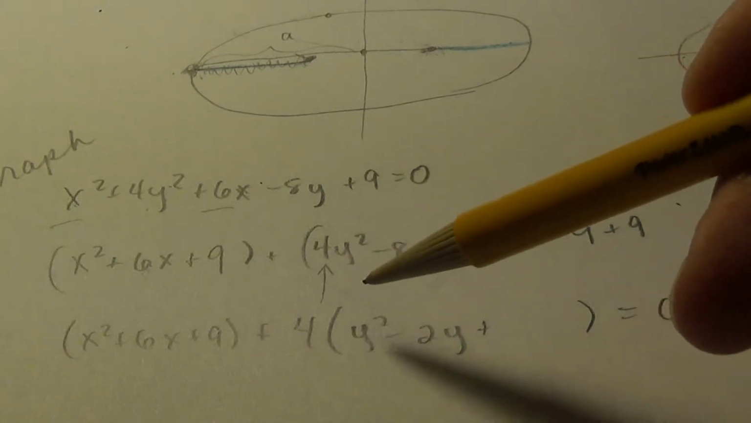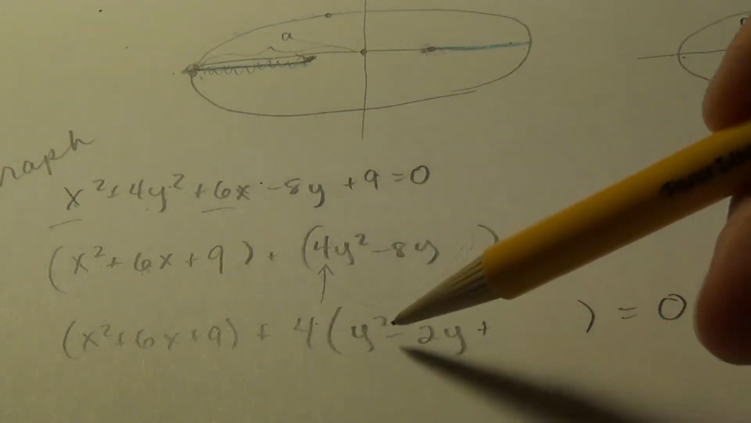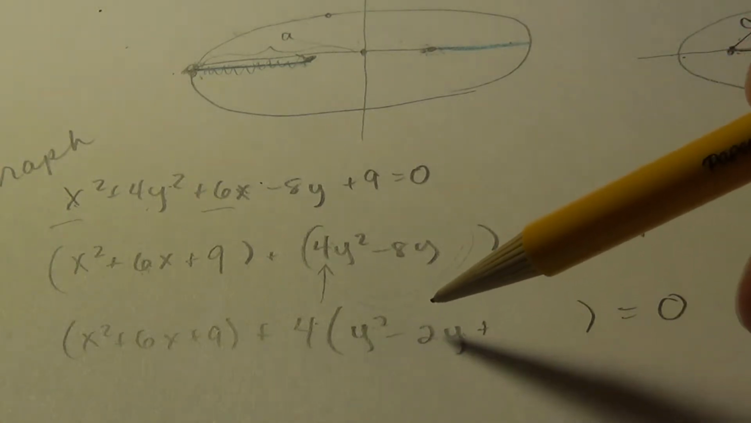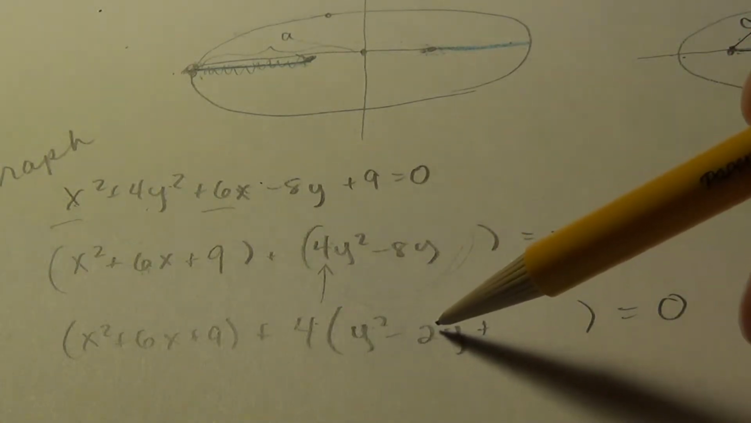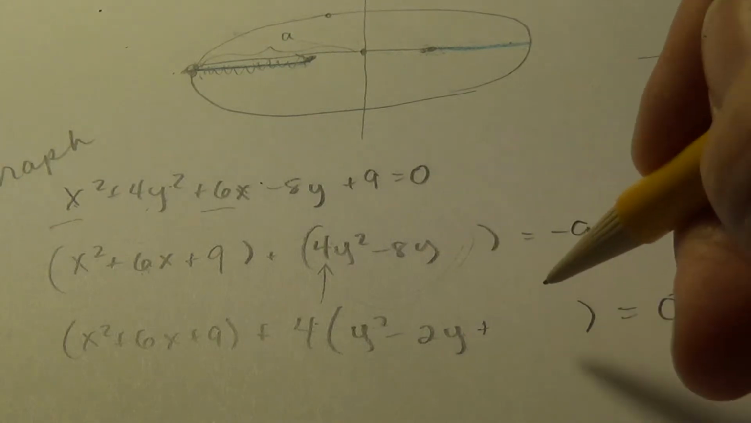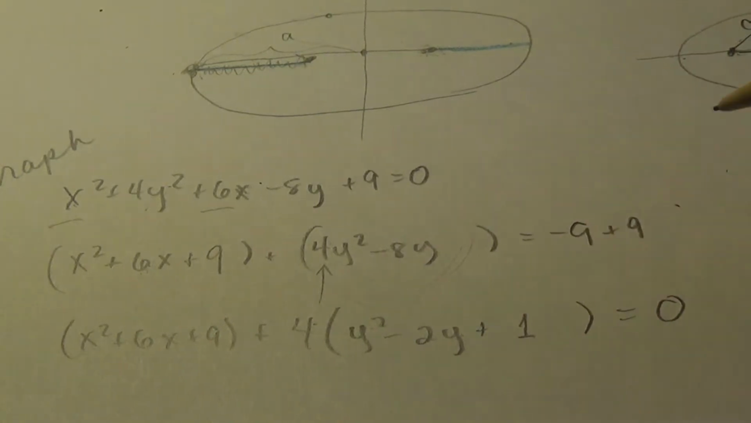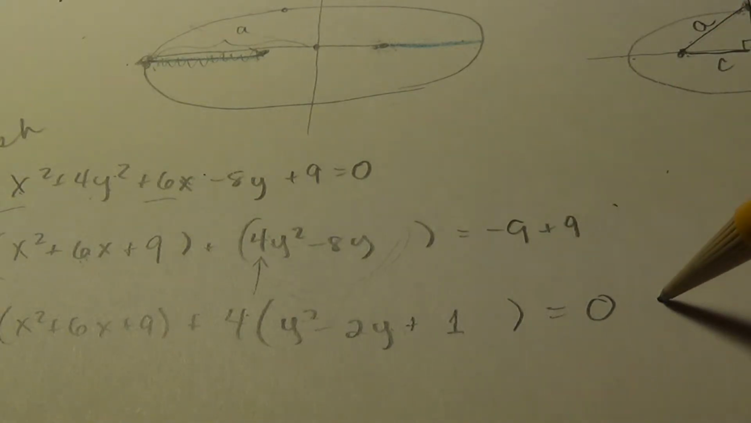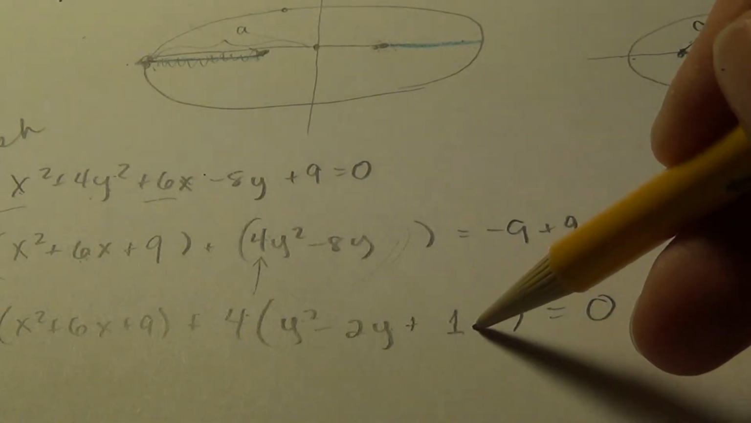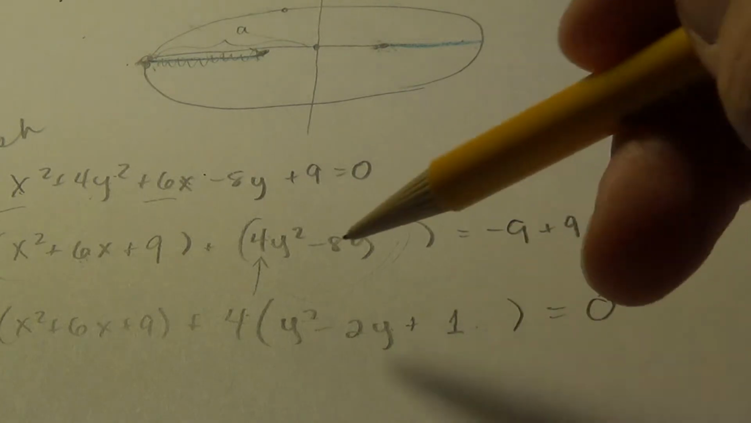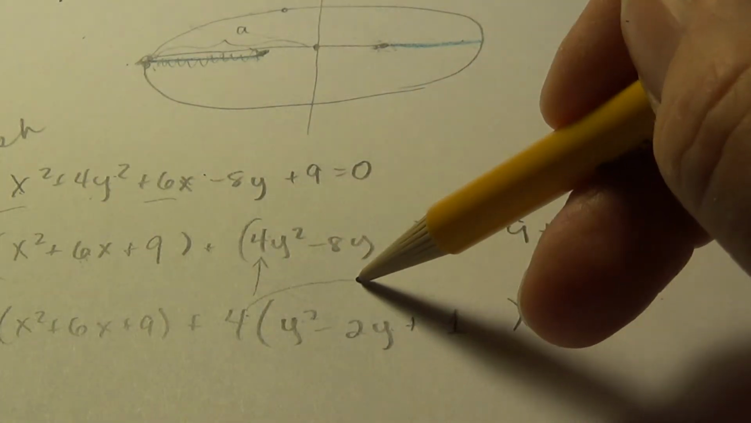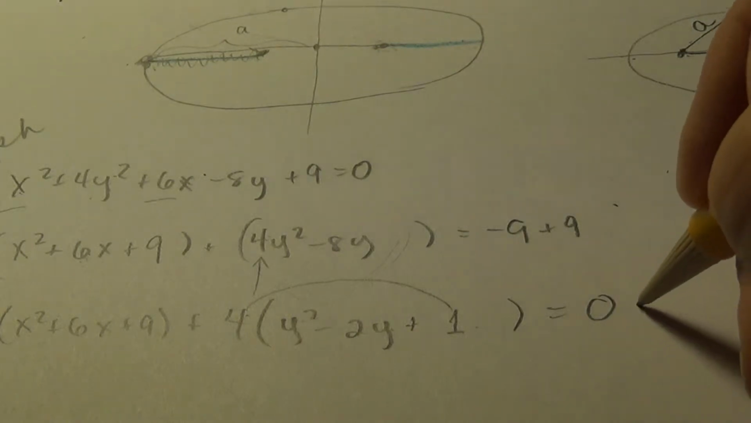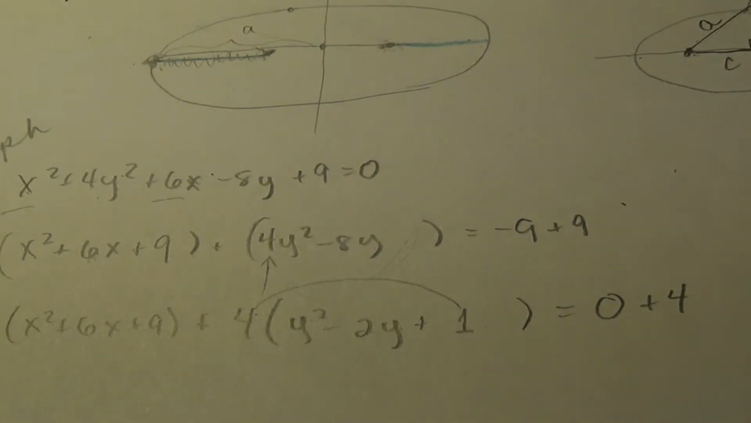So now that I've factored out the 4, I can complete the square by taking half of this and squaring it. Half of minus 2 is minus 1, minus 1 squared is 1. So you might be tempted to add a 1 to this side because I added a 1 there. But this is only masquerading as a 1. It's really a 4. So I must make note of that and add a 4 to the other side.